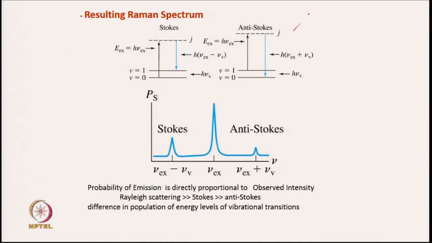In the resulting spectrum, you can see a Stokes line is this, where your E is less than E excitation, whereas in an anti-Stokes line E is greater. So, the frequency for anti-Stokes is going to be higher, nu excitation plus nu V, whereas for a Stokes line you have a smaller frequency, nu excitation minus nu of vibrational level V. Probability of emission is directly proportional to observed intensity, and Rayleigh scattering is quite a bit greater than Stokes, and Stokes is greater than anti-Stokes.